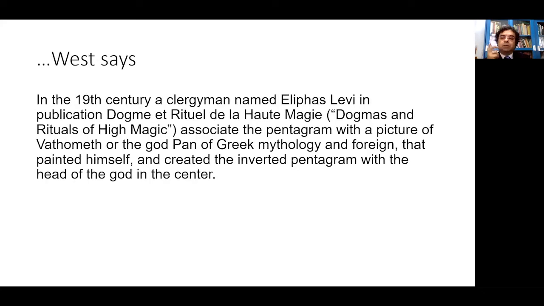Dogme et Rituel de la Haute Magie was a book written by Eliphas Levi. He spoke about someone, a Greek god, and he painted himself in such a way that this whole symbol started taking a wrong turn. Next slide.